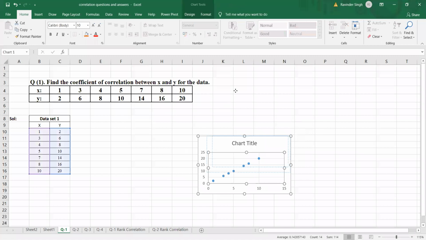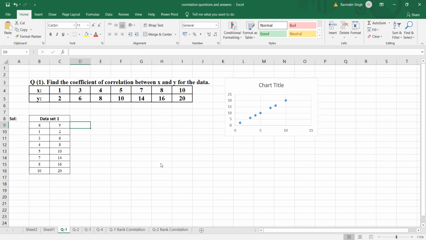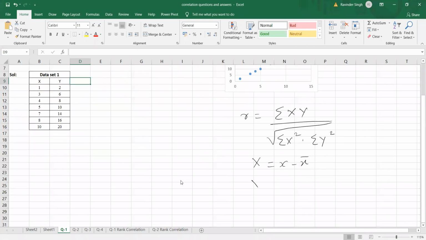Just minimize this plot and I'll keep it aside. All right. Now we have the formula. Let me write the formula also here. We have R is equal to summation of capital X, capital Y divided by square root of summation of capital X whole square into summation of capital Y whole square. Whereas your capital X is nothing but x minus x bar and your capital Y is y minus y bar.